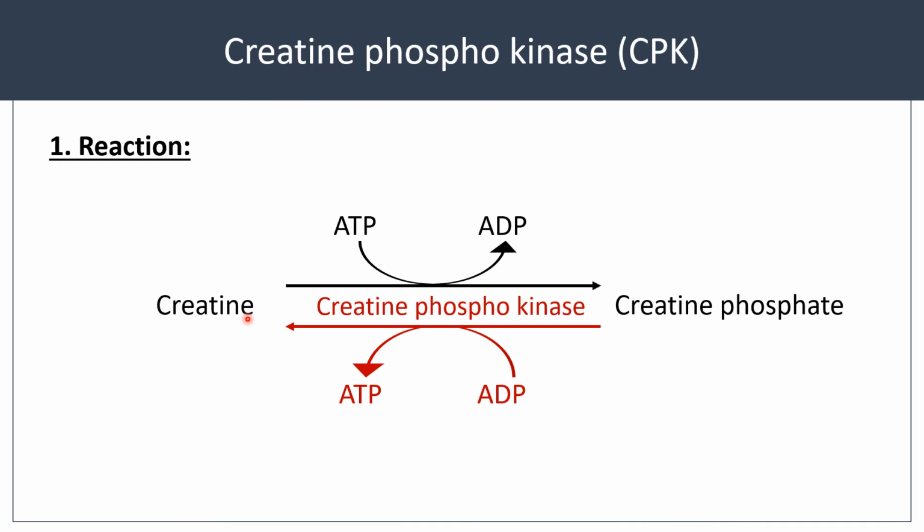It is a reversible reaction. So when there is a need of ATP, the creatine phosphate is going to donate the phosphate to ADP, resulting in formation of ATP. So that's why it is called a storage form of energy in skeletal muscles. So this is a chemical reaction.